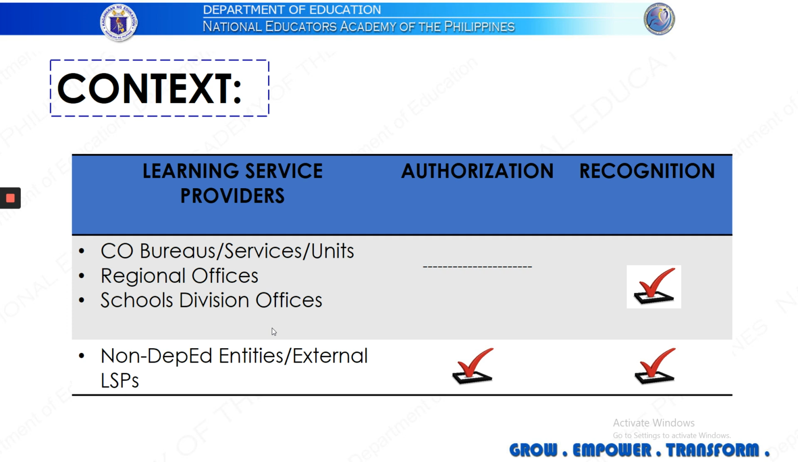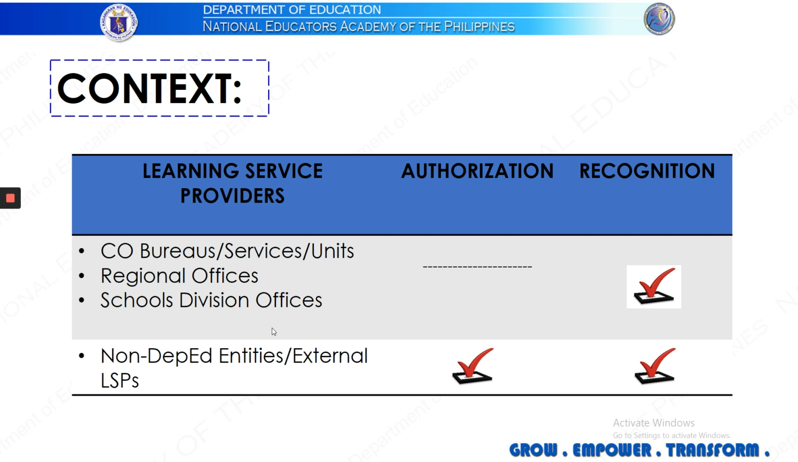So the DepEd entities are CO bureaus, services units, regional offices, schools division offices. So DepEd entities will not go through the authorization anymore, but they will go through the recognition of their proposed professional development program or courses. However, non-DepEd entities, or what we call external learning service providers, they need to go through the authorization before they could be allowed to propose or to submit a professional development program or courses for recognition.